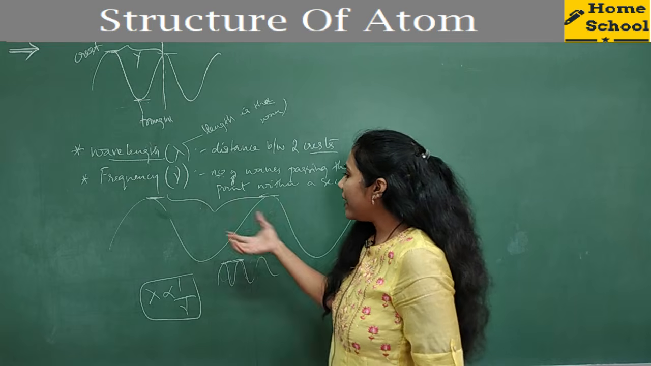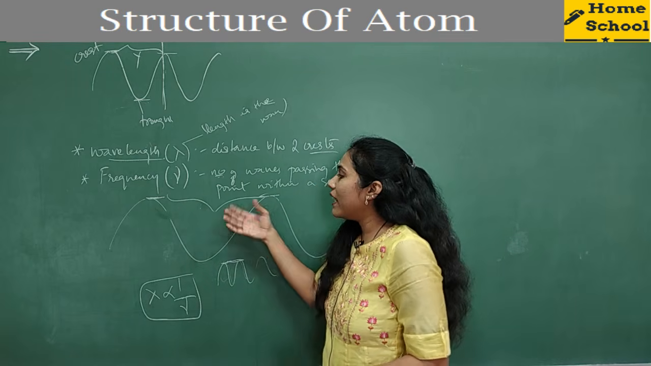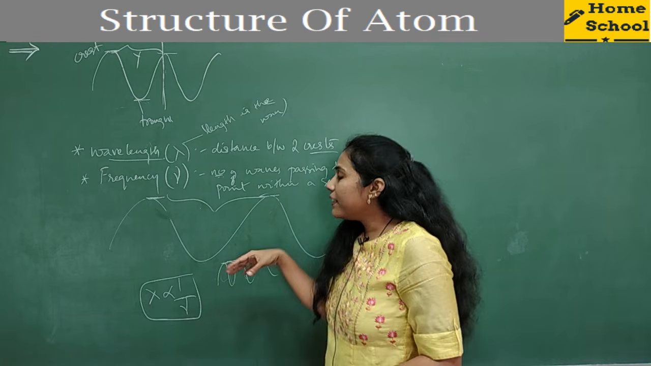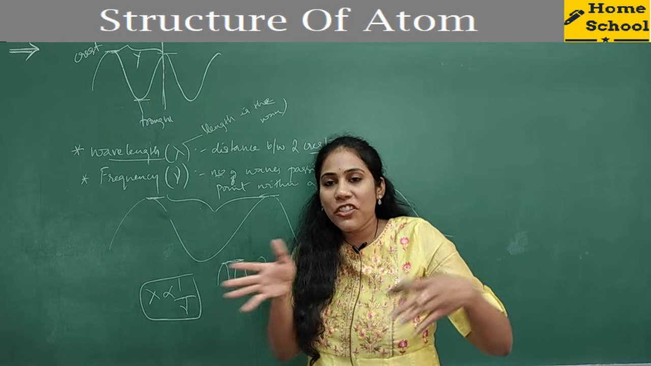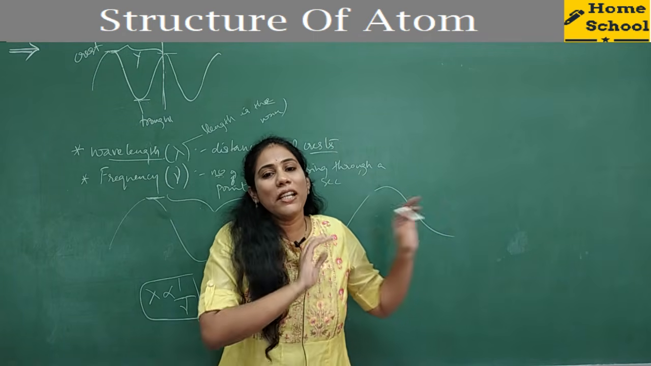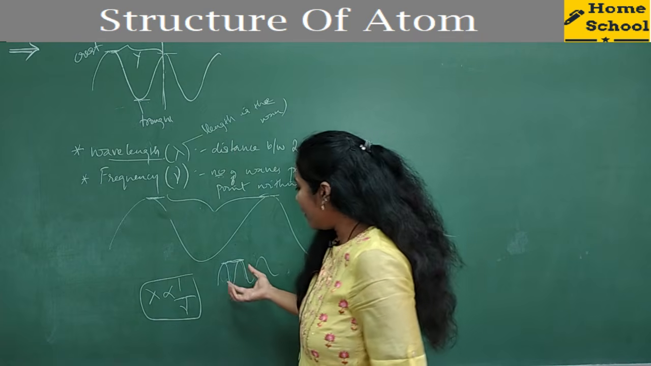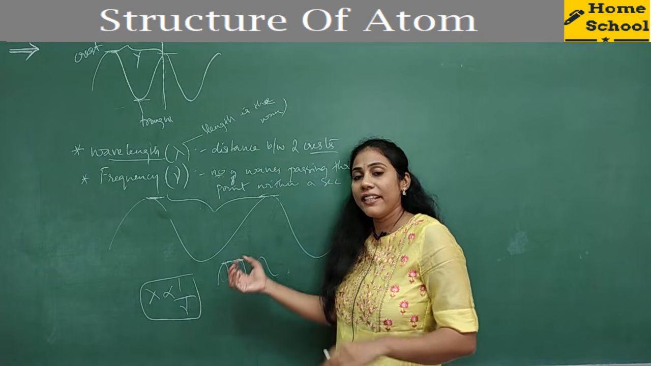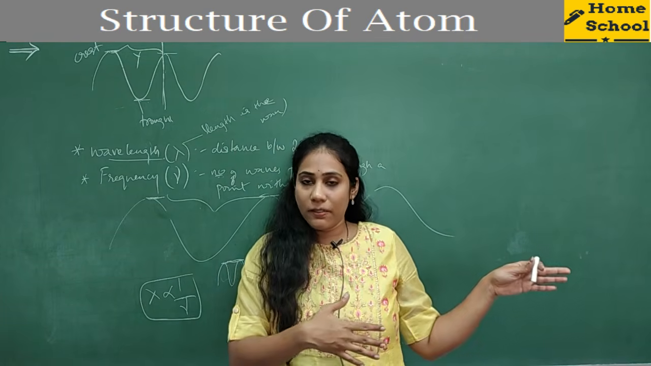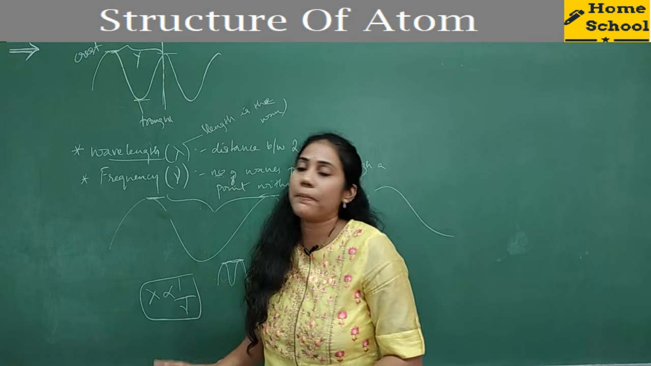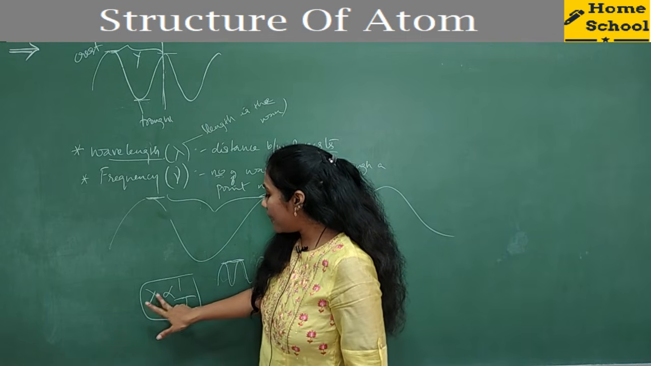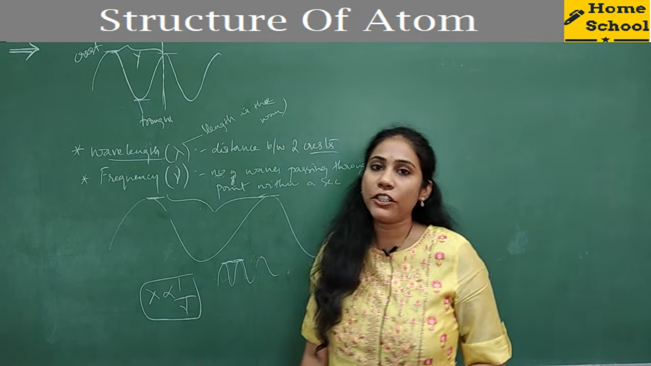Any wave that has more lambda, a longer wave, passes very slowly in the atmosphere. It travels with less speed. But if a wave is very short, it can pass very fast. So that is our concept. That's why we say lambda is always inversely proportional to nu.